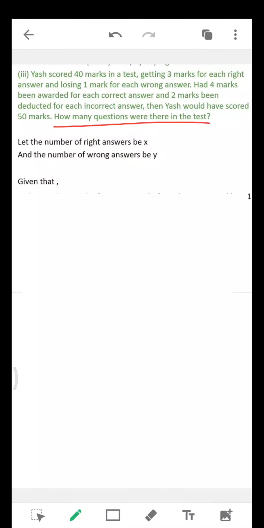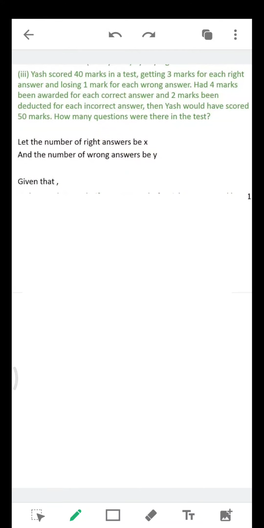We'll see one more case. Had 4 marks been awarded for each correct answer, you can see here. The first condition is 3 marks for each right answer and 1 mark deducted for each wrong answer, and the second condition is 4 marks for each correct answer and 2 marks deducted for each incorrect answer. Yash would have scored 50 marks. So there are two different cases. We'll see both the cases now.